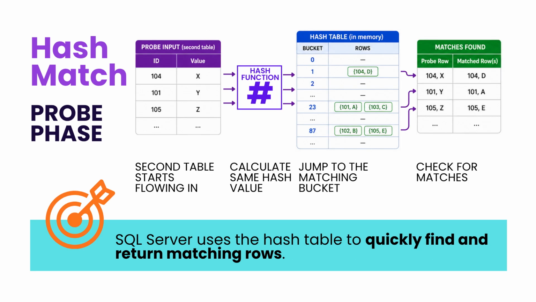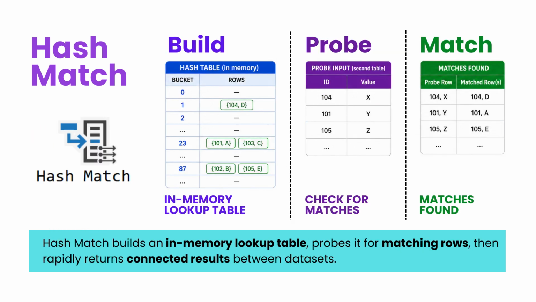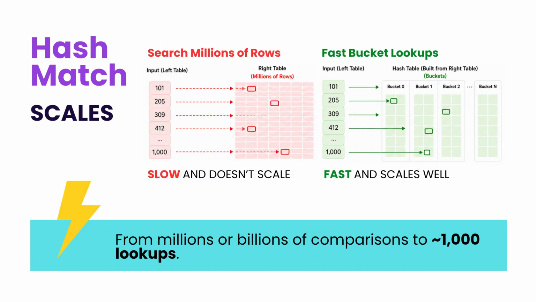Now comes the probe phase. The second table starts flowing in. For every incoming row, SQL Server calculates the same hash value, jumps directly to the matching bucket, and checks for matches. That's the core mechanics. Build, probe, match. And this is why hash match scales so well. Instead of repeatedly searching millions of rows one by one, SQL Server turns the problem into fast bucket lookups.